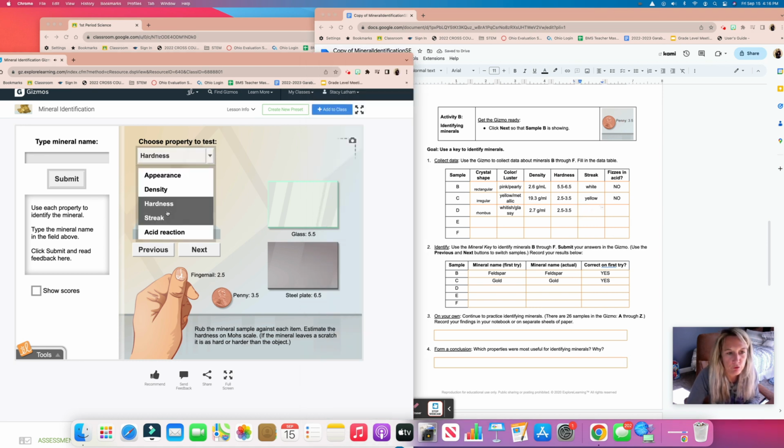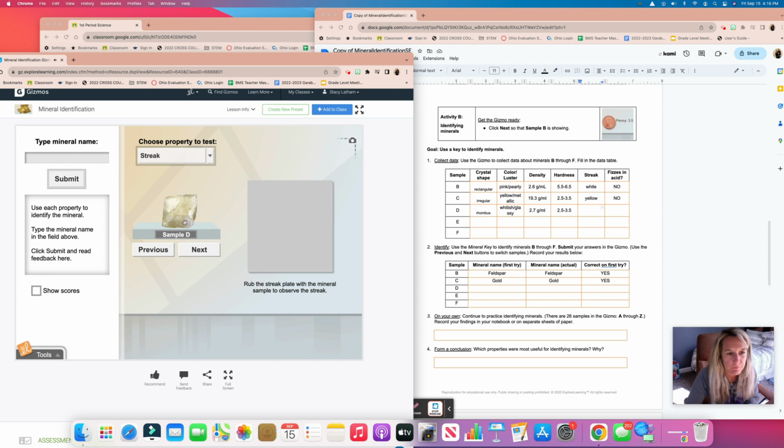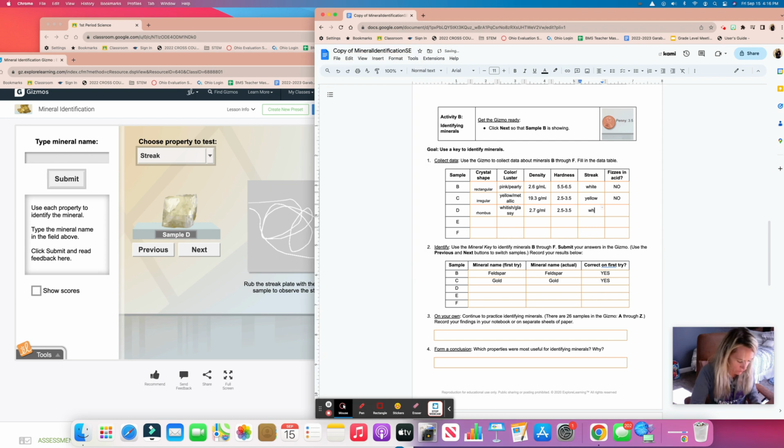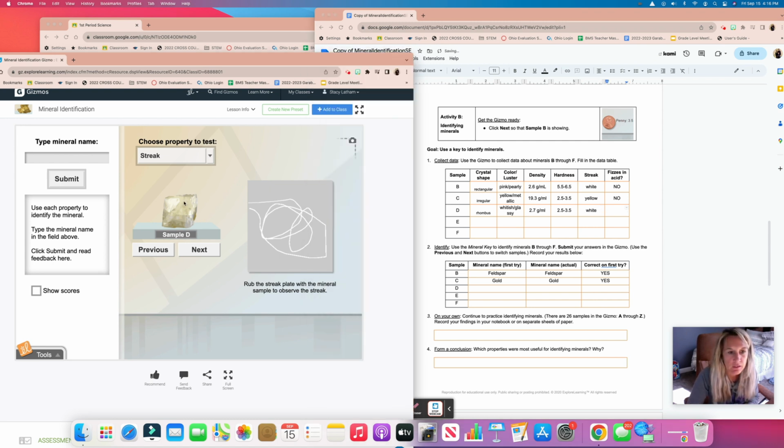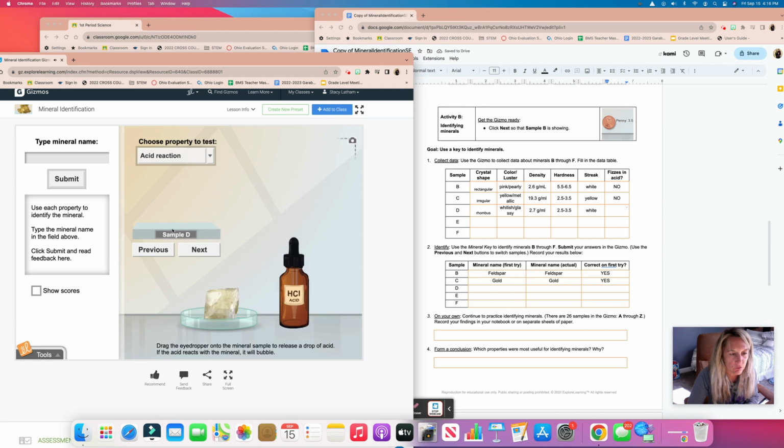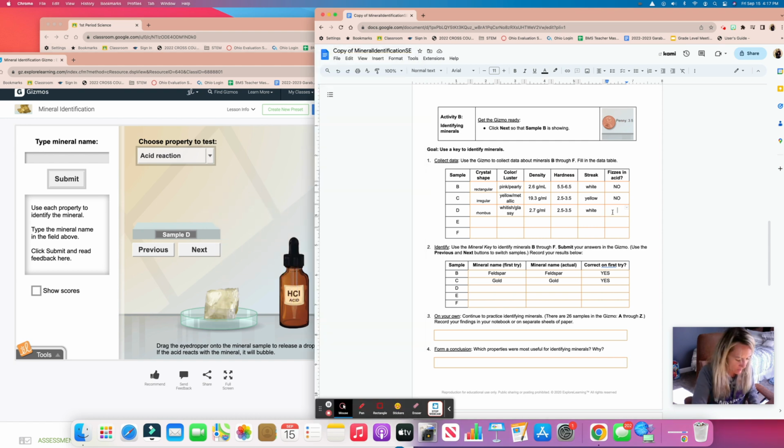All right, moving on to the streak test. It streaks white. The color on the plate is a whitish color, so we'll say streak white. Let's see the acid reaction. Let's try it again. Ooh, did you see those bubbles? All right, so bubbles tell us that yes, it is reacting with the acid.